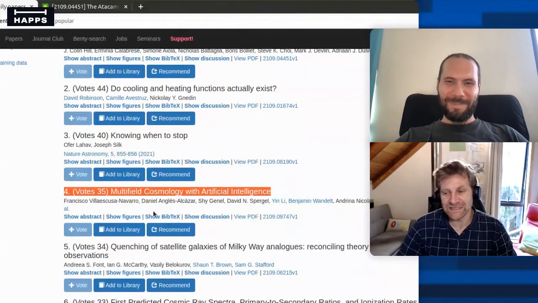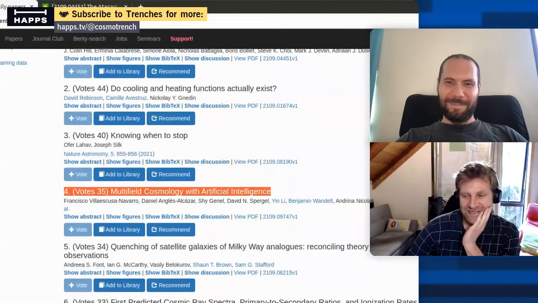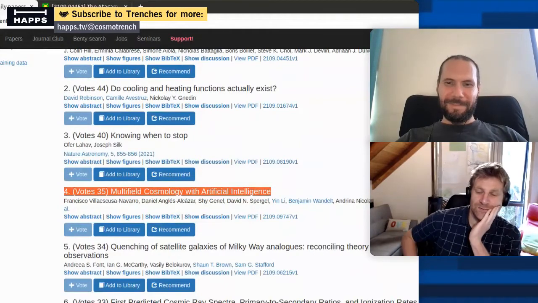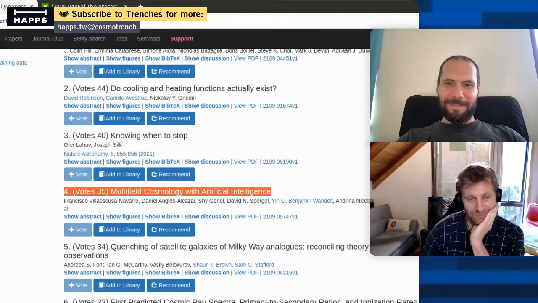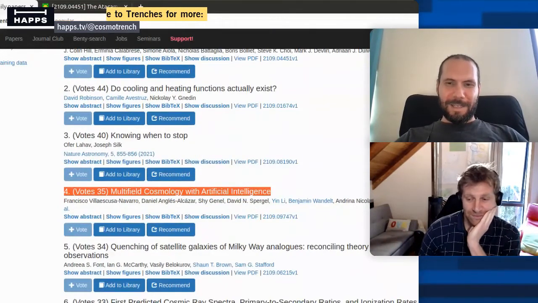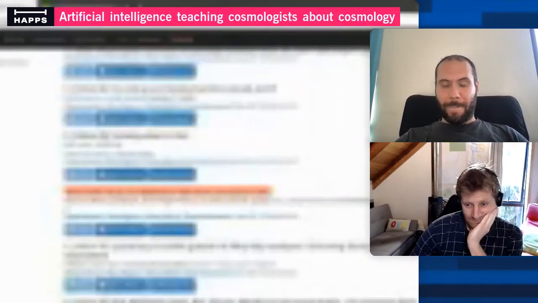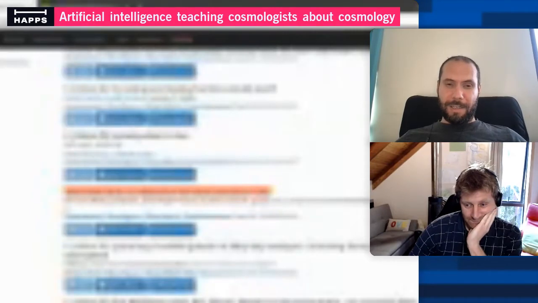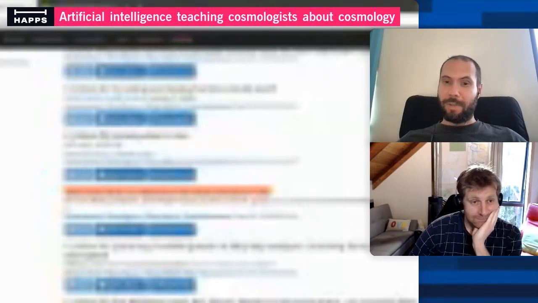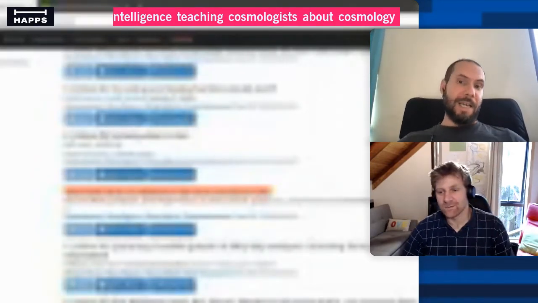So, multi-field cosmology with artificial intelligence. Give us a brief overview. We'll go into more detail of your other paper, but a brief overview of what you were trying to do in that paper. So very briefly, Sean, I think the main point of this paper is that a neural network can really extract information at the level of the field, but can also marginalize over.